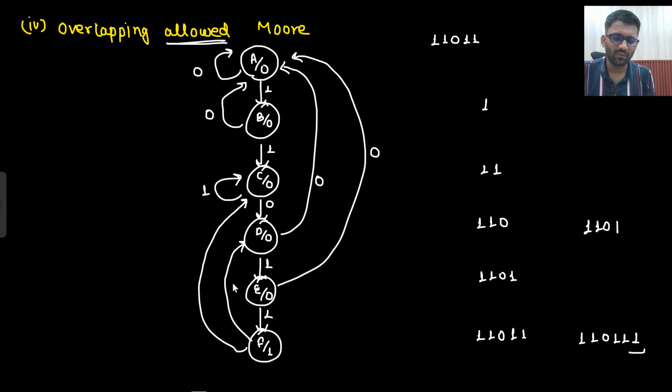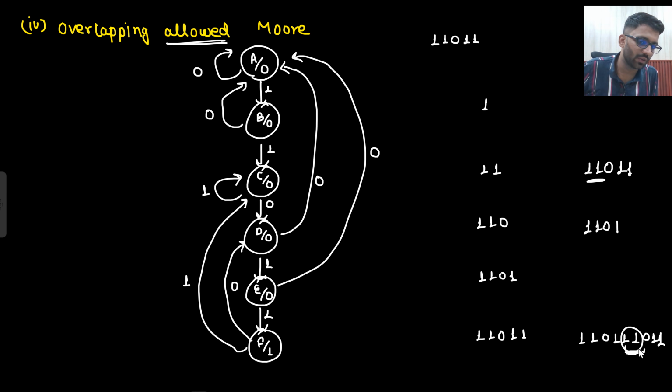It would have gone to D for applied input 0. If applied input is 1, it will go to C, because these two 1 1 can be used in the next cycle. 1 1 0 1 1. So these two 1 1 can be used. What if 0 1 1 is applied? So these two 1 1 can be used. So that's why it is going here. So this is the overlapping allowed Moore. So this is how we make it.